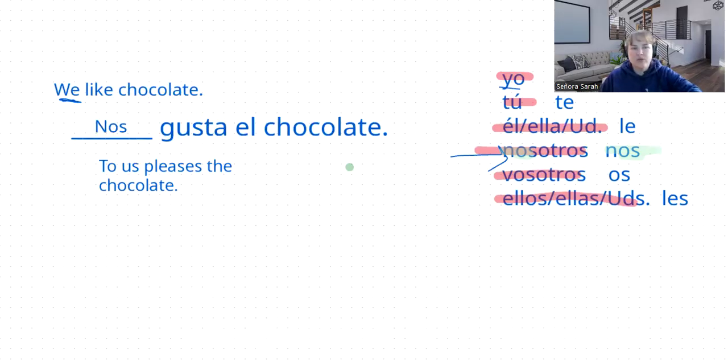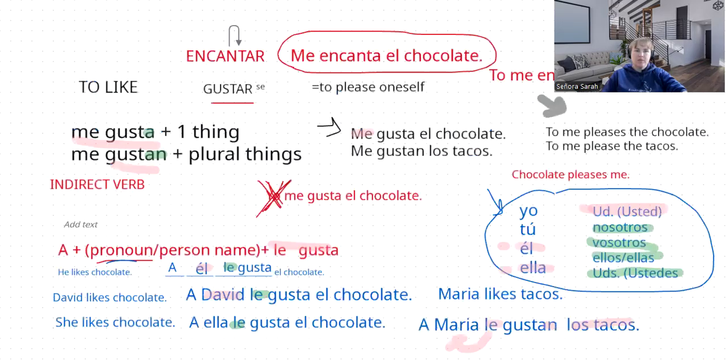You can also do this if you want. You can add nosotros after. Let's go back to look at our notes over here because you actually know what comes. You just probably aren't thinking of it. Remember what I said? Right here: a plus the pronoun or person's name plus le gusta. Le gusta is going to go for él, ella, and usted, the pink ones that we did over here. What we're doing right now is we just changed to nos gusta. That's all we did.